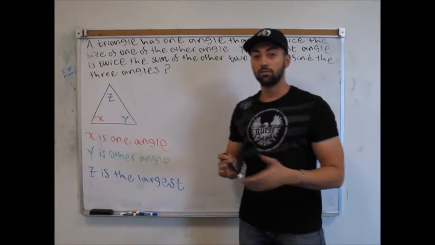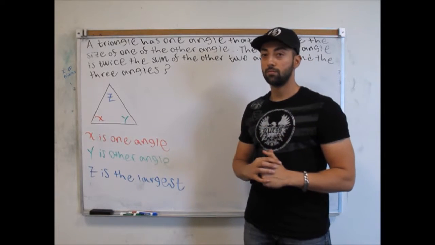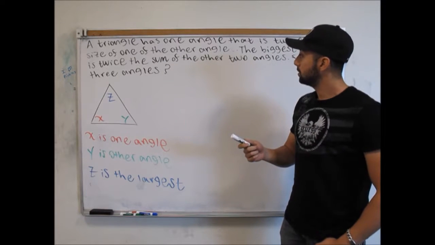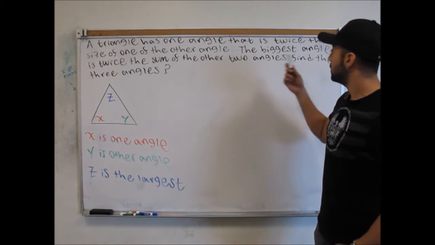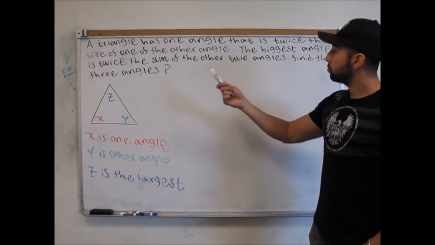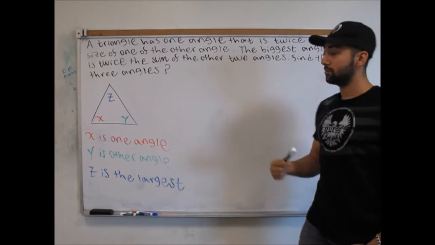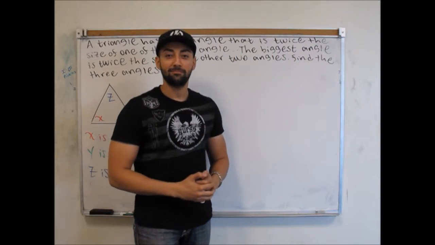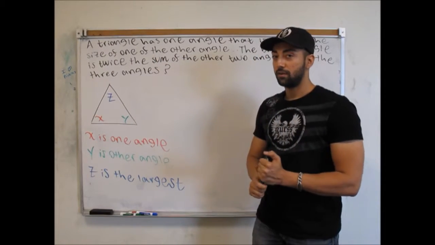Since we learned how to solve 3 by 3 linear systems of equations, let's apply it to some word problems now. So here we have a word problem as such. A triangle has one angle that is twice the size of the other angle. The biggest angle is twice the sum of the other two angles. Find the three angles. I know that's worded a little bit confusing, but we're going to try to simplify things down.